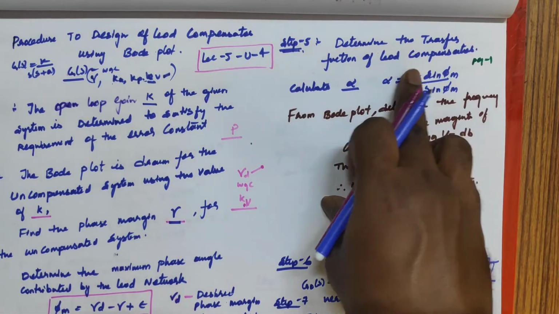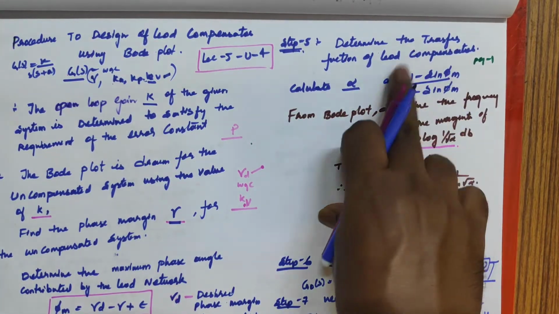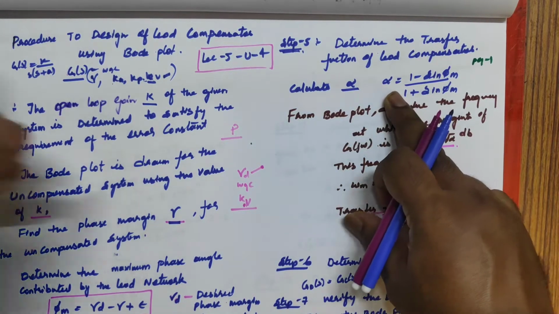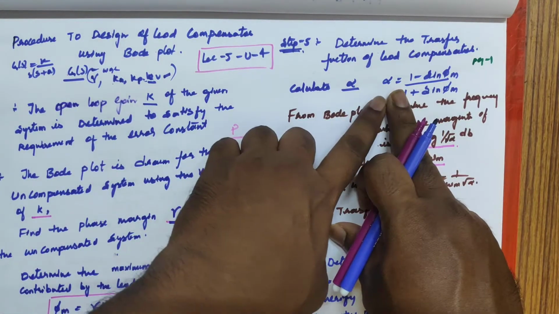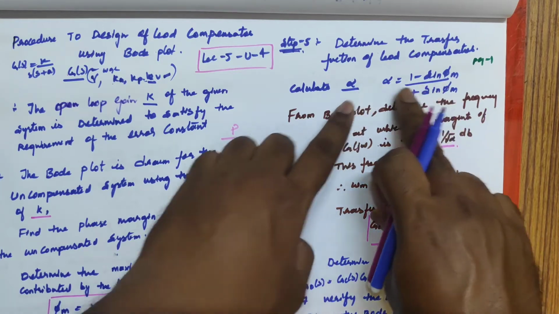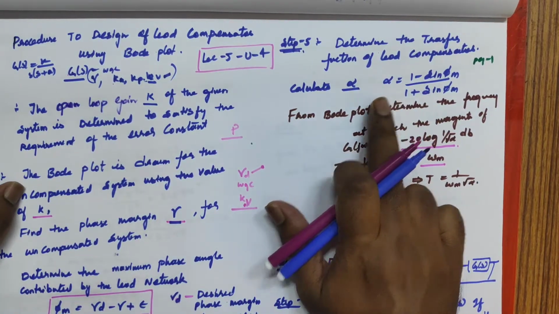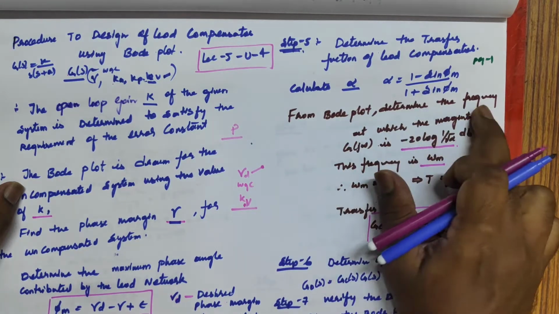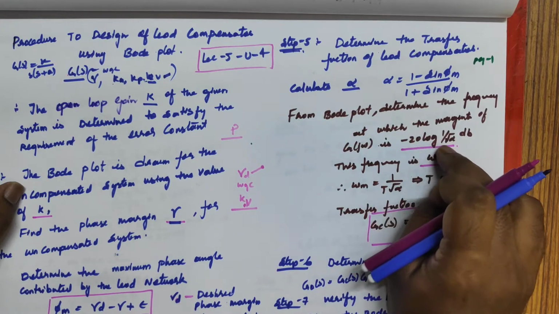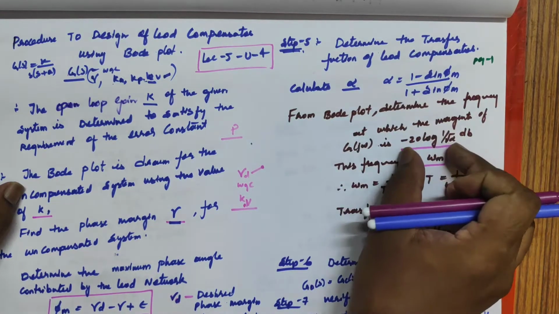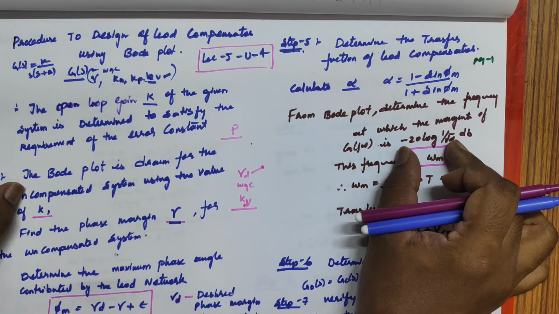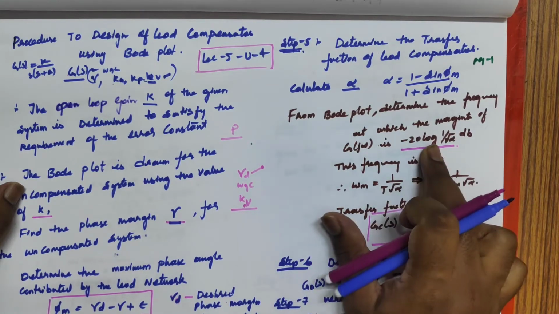After finding phi m, we determine the transfer function of the lead compensator. I have already said that we have to find the alpha value. By previous examples with the lead compensator, I have obtained the equation with respect to phi m: alpha equal to (1 minus sin phi m) by (1 plus sin phi m). After getting alpha, from the Bode plot we'll determine minus 20 log 1 by root alpha. If you substitute this here, we'll have some magnitude. So we are adjusting this magnitude.